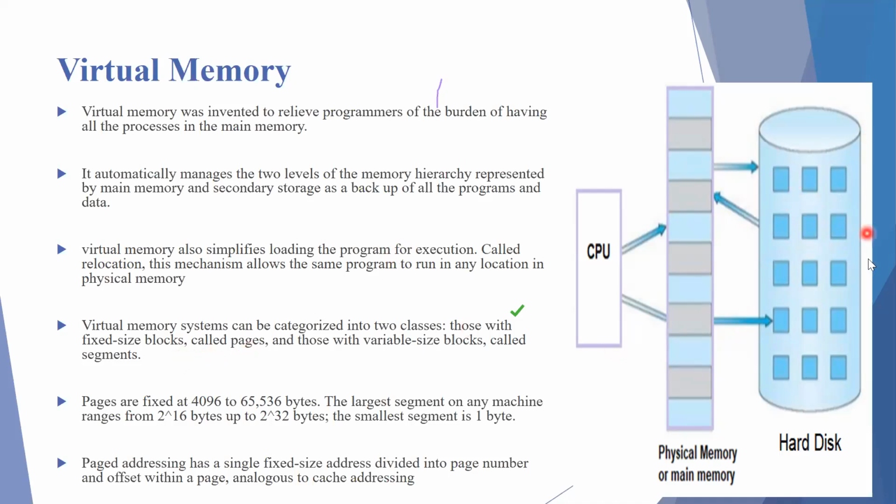Now this virtual memory can have fixed size blocks called pages, or it can have variable size blocks also. So maybe these three are one, and then these two are one, and then these two are one, and then again three are one. Such variable size sub blocks of the virtual memory are called segments.